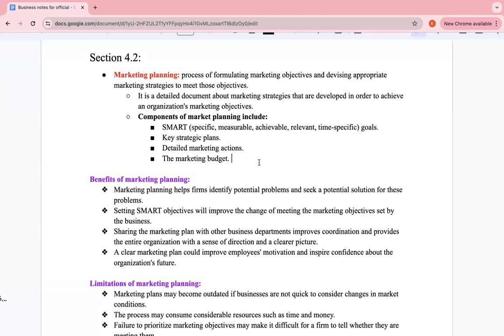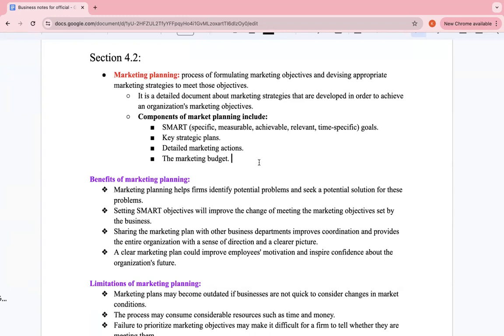So let us begin. So, what is marketing planning? Marketing planning is a process of formulating marketing objectives and devising appropriate marketing strategies to meet those objectives. So, basically, marketing planning is when businesses develop objectives and strategies in order to get to them. They begin by making the objectives, then they make strategies to get to these objectives. It's a detailed document about marketing strategies that are developed in order to achieve an organization's marketing objectives.